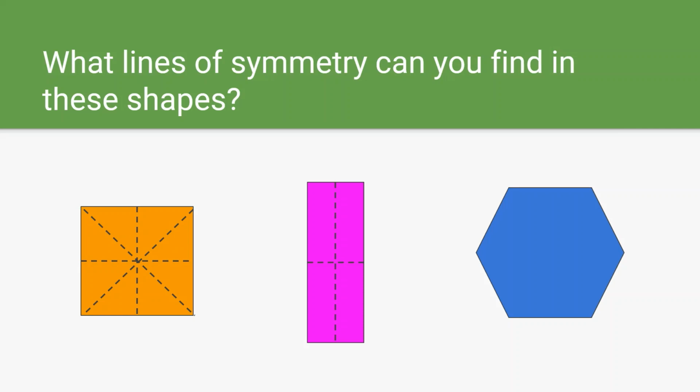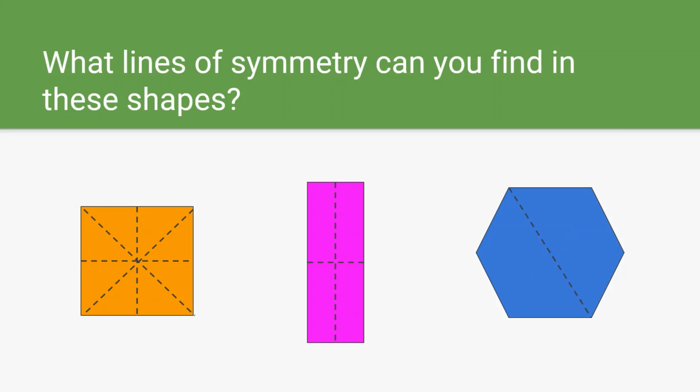Now let's look at the blue hexagon. What lines of symmetry can you find? Maybe you found this line of symmetry in the blue hexagon. And here's another line of symmetry in the blue hexagon. And this diagonal line of symmetry.